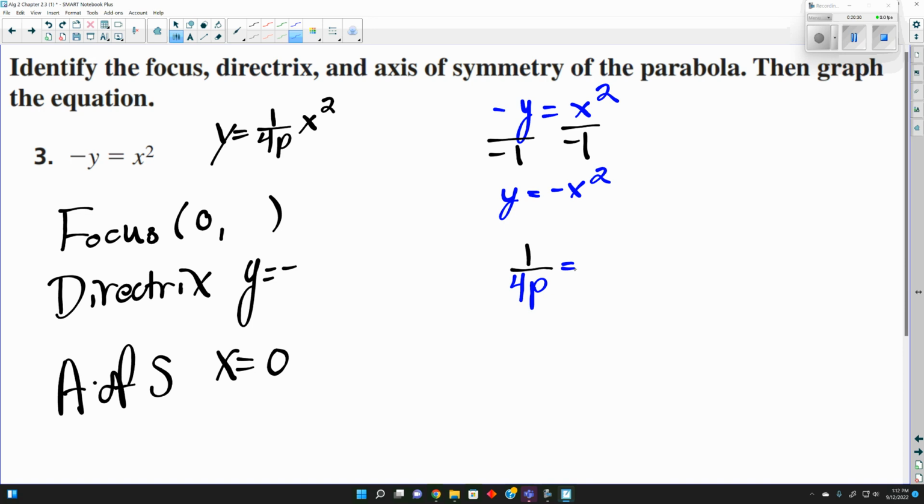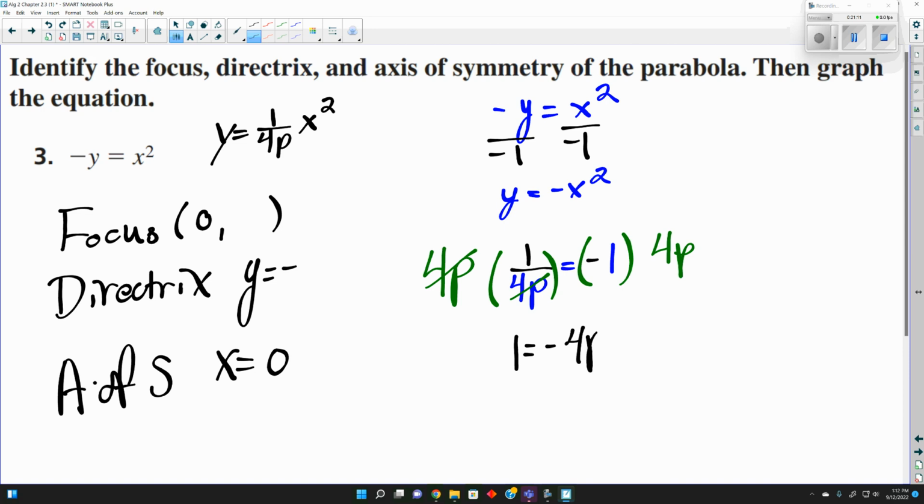This time, what's 1 over 4p going to be equal to? Negative, yes. Negative what? -1. Because the number in front of the x squared is going to be -1. Because whenever there's not a 1 written, it's -1 over 1, or we can just leave it as -1. Either one works. So what do we do next? We multiply both sides by 4p. Because here the 4p and 4p will cancel, telling us 1 is equal to -4p.